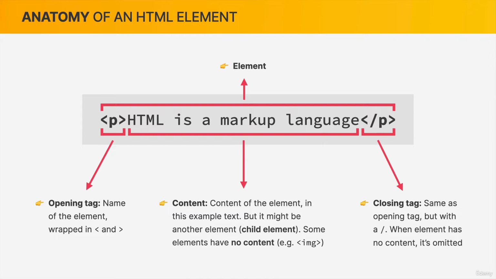Okay? Now for elements that do not have content, such as the image element that I mentioned before, we actually omit the closing tag. So in that case, we only have the opening tag, and that's it. And we will see that in action, of course, once we start integrating images into a web page. Okay, and that's really all you need in order to start learning HTML in practice, which is exactly what we will do in the next lecture.